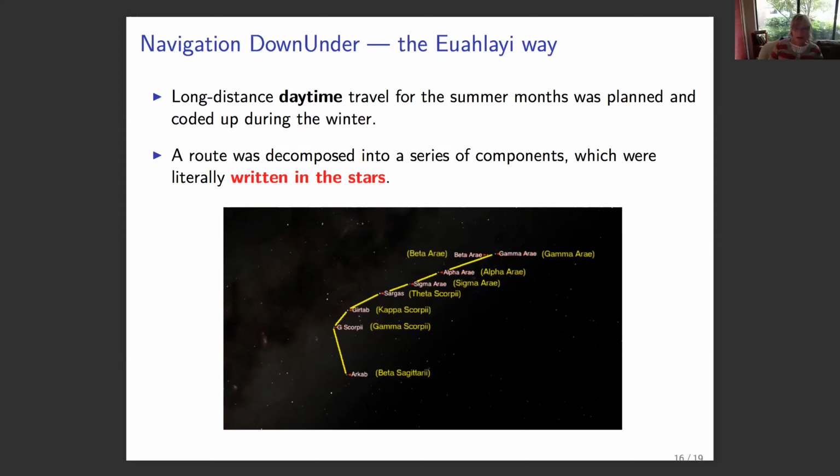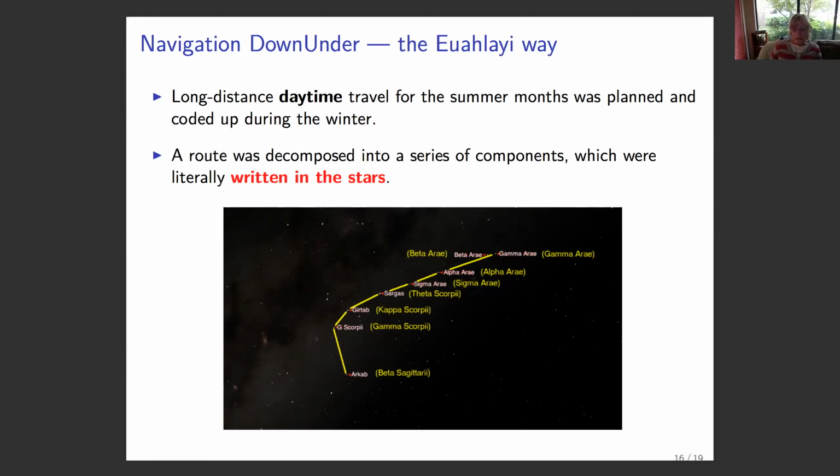Yeah, that's right. That's correct. The route was coded up in the winter stars for summer travel months later, and the same stars were there, but by summer they're in a different position in the sky. That's right. Or maybe not even visible.